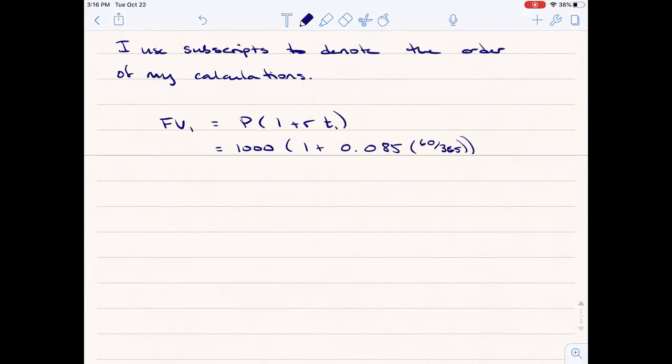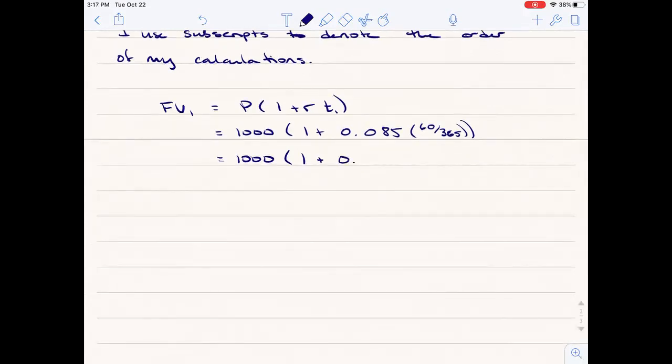Order of operations, right? You have to be really careful that you take 60 over 365 times 0.085 and then add it to 1. So you have to do that multiplication and division inside those brackets before you can move on to the addition. And so to emphasize that, I'm going to simplify the 0.085 times 60 over 365, which is 1 plus 0.01397, so 9972603.